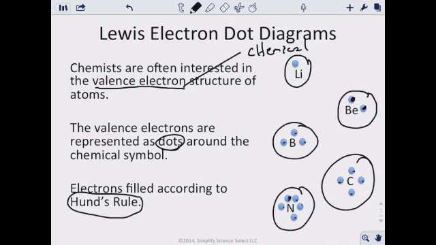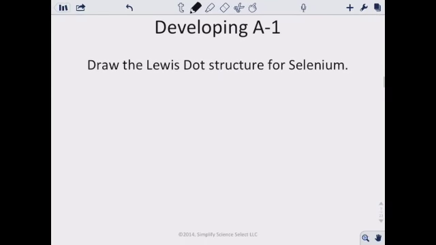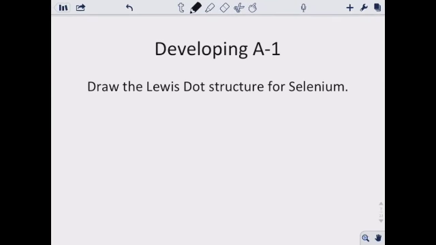So let's look at our first example, the developing example. It says, draw the Lewis structure for selenium. We find selenium on the periodic table, and we see that selenium is in group 16, so we know that selenium has 6 valence electrons. We write selenium, and then we put 6 dots, starting at the top: 1, 2, 3, 4, 5, and 6. That would be the Lewis dot structure for selenium.